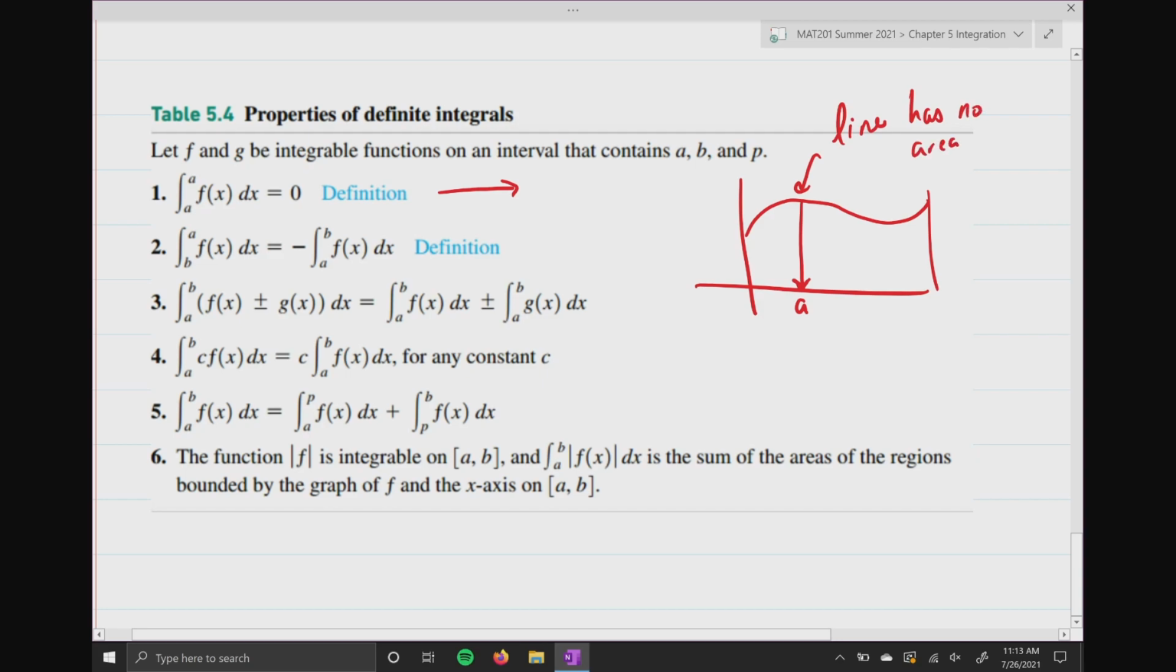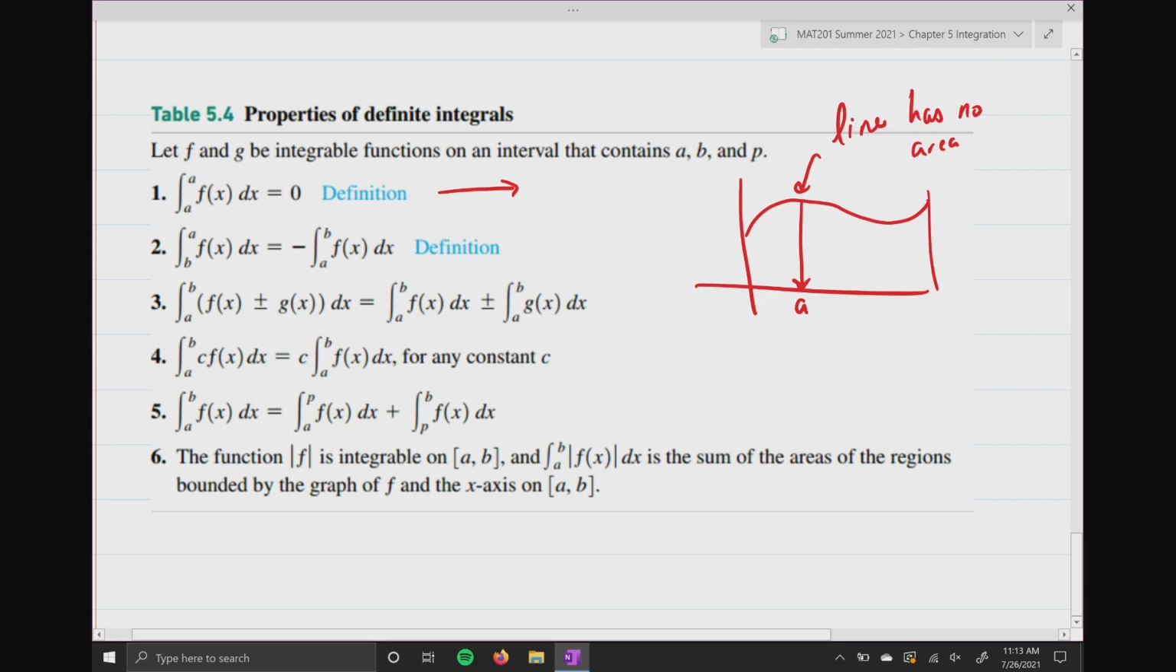So the area underneath the curve at a line is 0. Remember, a line is nothing more than just a bunch of points that are connected. It's an infinite amount of points from one spot to another spot, or from A to B or whatever. So the integral from A to A is equal to 0.